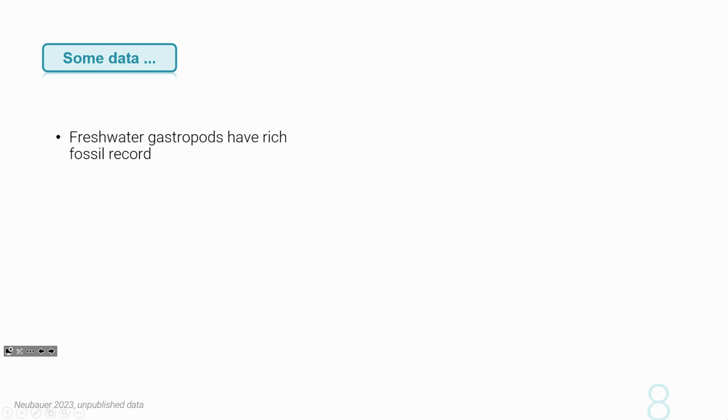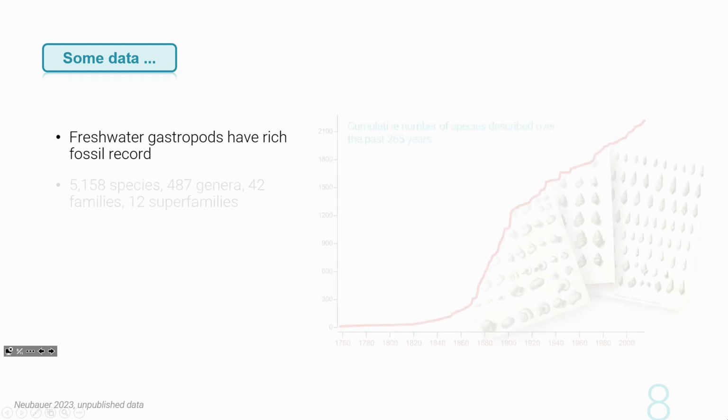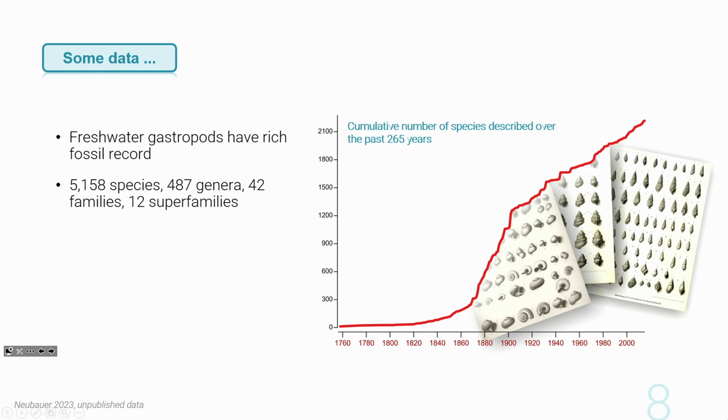But what kind of fossil record do we have? How rich is it really? Altogether, it's about 5,100 species, more than 40 families in almost 500 genera, which is a pretty decent record and compares quite well to the current diversity of freshwater gastropods. But today is just a time slice. I would actually expect for 200 million years maybe 10 times as many species. But again, there the fossil preservation kicks in.